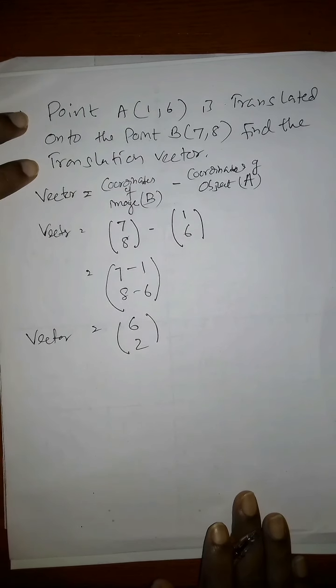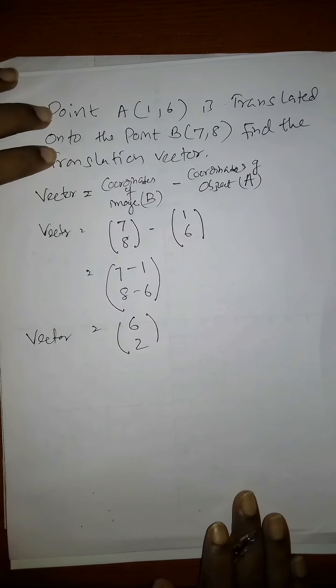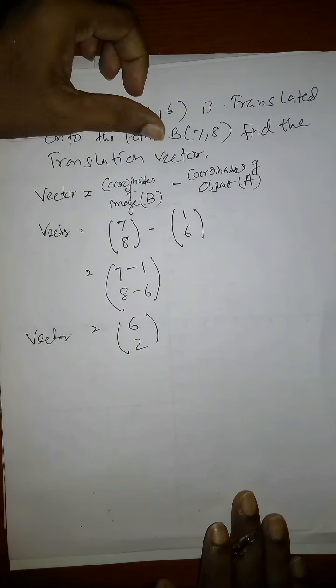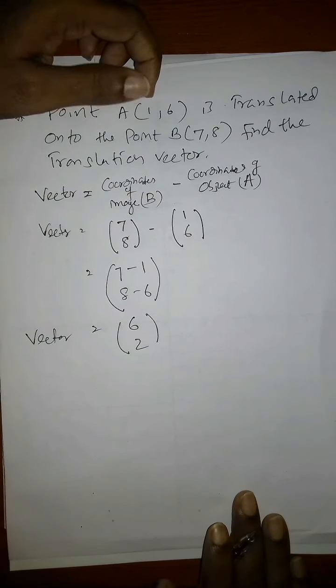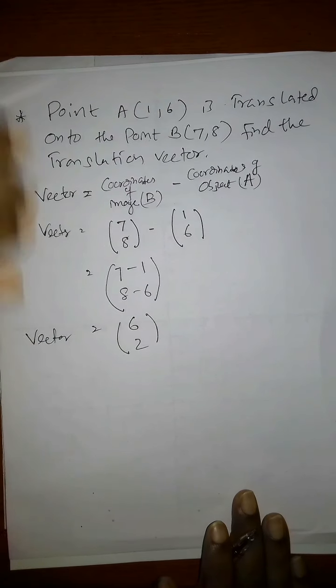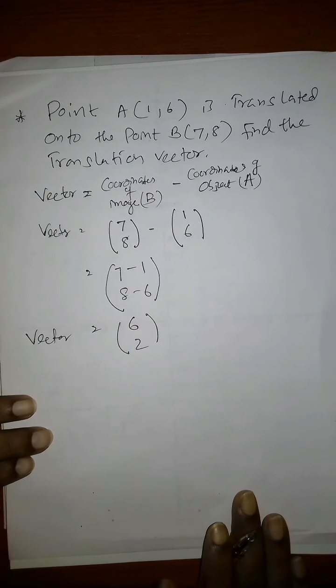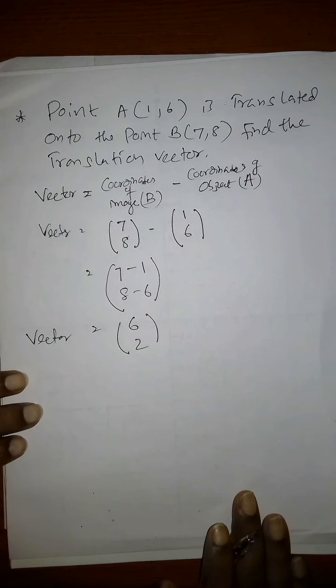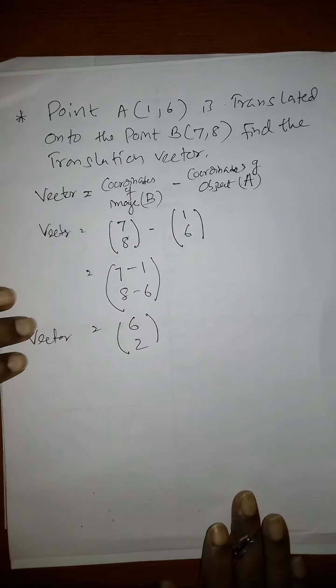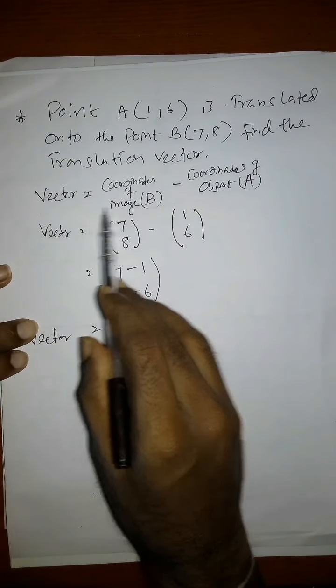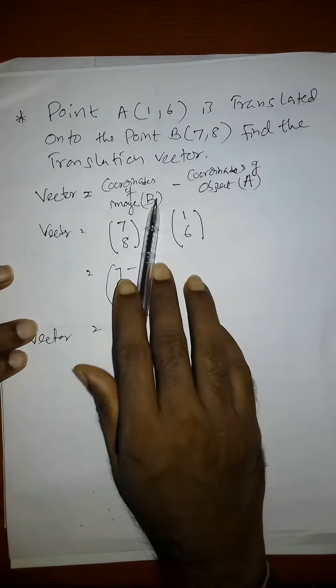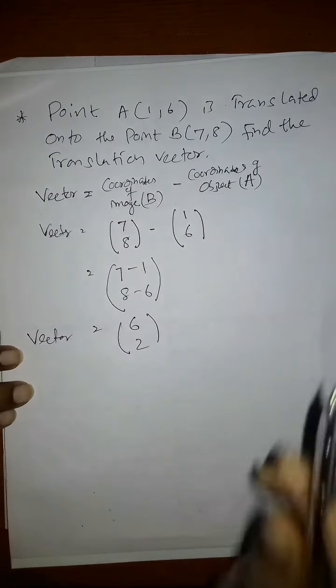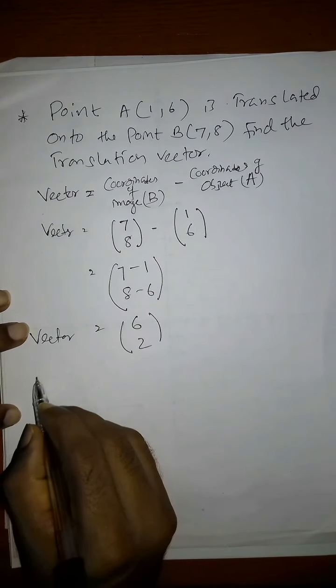Right. Now here in this example, you have been given the coordinates of the image and object, and you have to find the vector. But in a different question, they may give you the vector and the object coordinates, or the vector and the image coordinates. Then what we have to do is use this equation, substitute, and make the particular term the subject. We will consider an example like this.